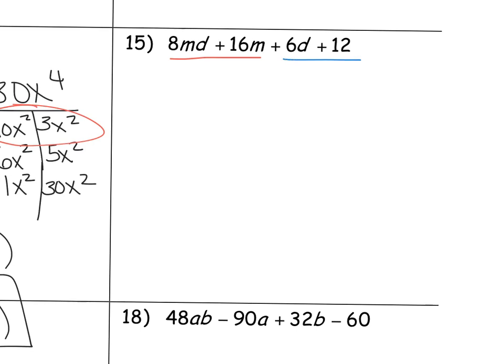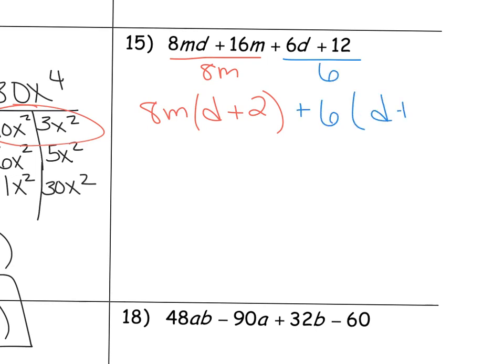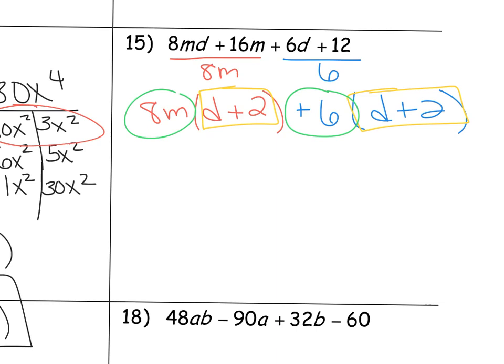Let's do it. From the first 2 terms, they both share an 8m. Let's factor out the 8m. I'm left with d plus 2. Awesome. Next. I have to check and see. 6d plus 12. Is there a GCF? Sure is. I'm going to factor out the 6. When I pull out the 6, I'm left with d plus 2. Awesome. This was quick and easy, guys, this one. The d plus 2's match. And what we're left with on the side is 8m plus 6. So I'm left with 8m plus 6 times d plus 2.